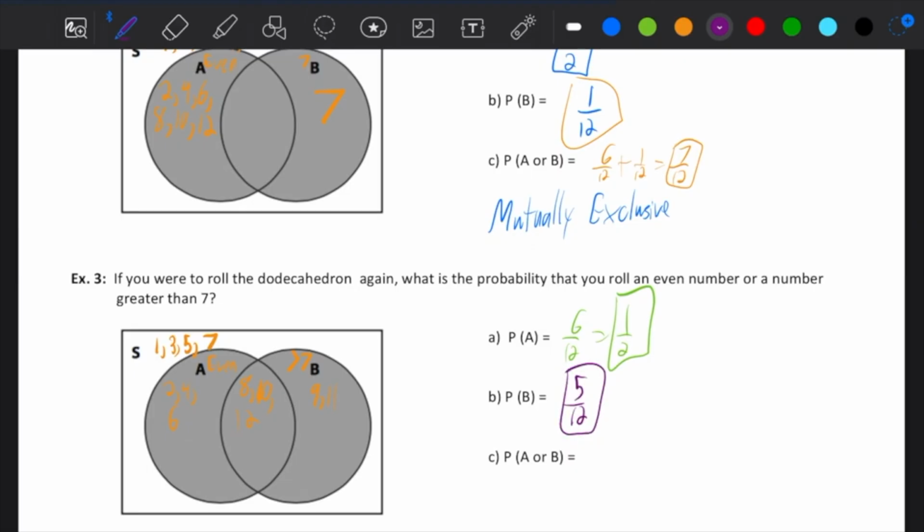The probability of event A or B, on this one, we cannot just add 6 over 12 and 5 over 12, because that would give us 11 over 12. And if there's 4 of them that don't fit either one of those, then it can't be 11 over 12. So what we have to do is subtract our overlap, which is 3 numbers out of the 12 options, 3 outcomes overlapping. So you take 11 over 12 and get 8 over 12.